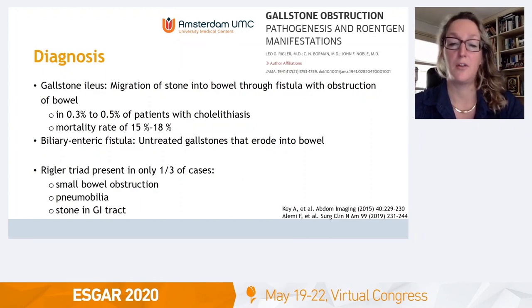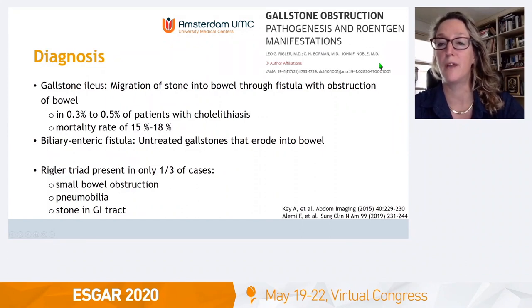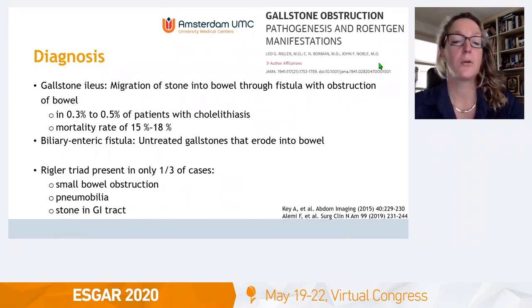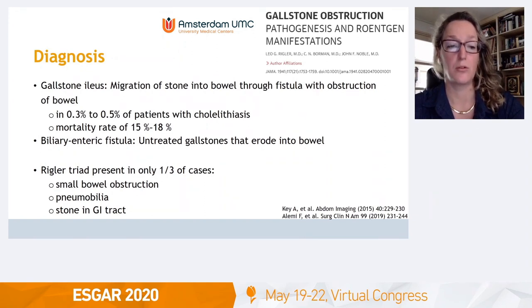And then in this patient, that's why I put it in, we have the Rigler triad, and this was first mentioned by Leo Rigler in JAMA 1941. So the Rigler triad is present in only 1/3 of cases with gallstone ileus, where you can see a small bowel obstruction, pneumobilia, and an obstructing stone in the gastrointestinal tract.